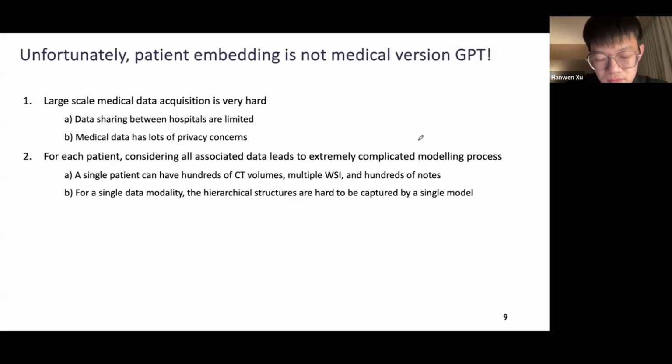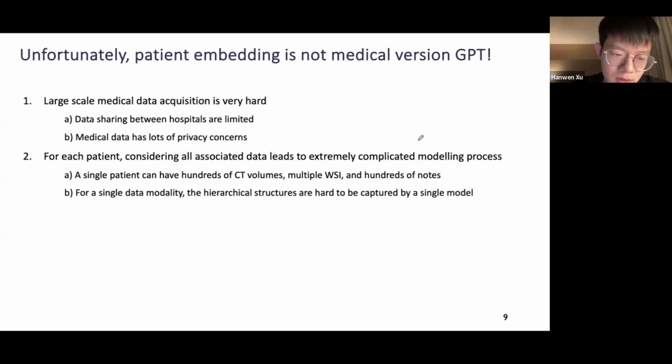So let's start by thinking about the patient case I have shown before. This patient has hundreds of CT volumes, as there is a routine CT check over the 10 years, and also dozens of histology images, and hundreds of clinical notes. If we add everything together, it will be millions of tokens. Those are actually too heavy for the GPT-4 model to handle.